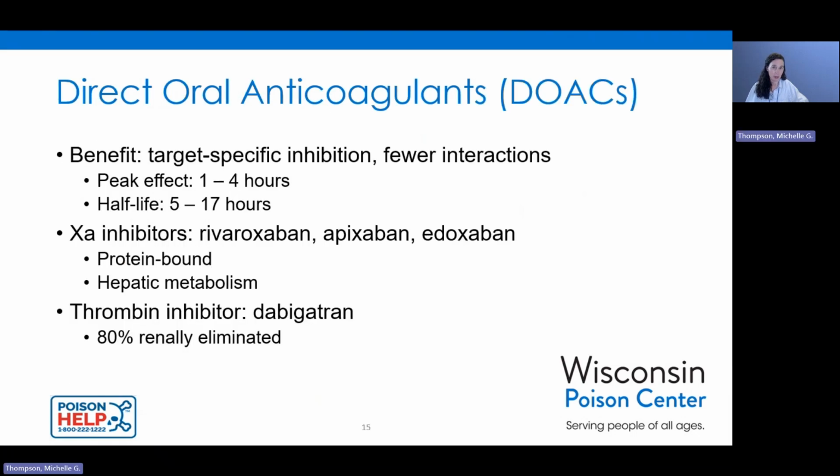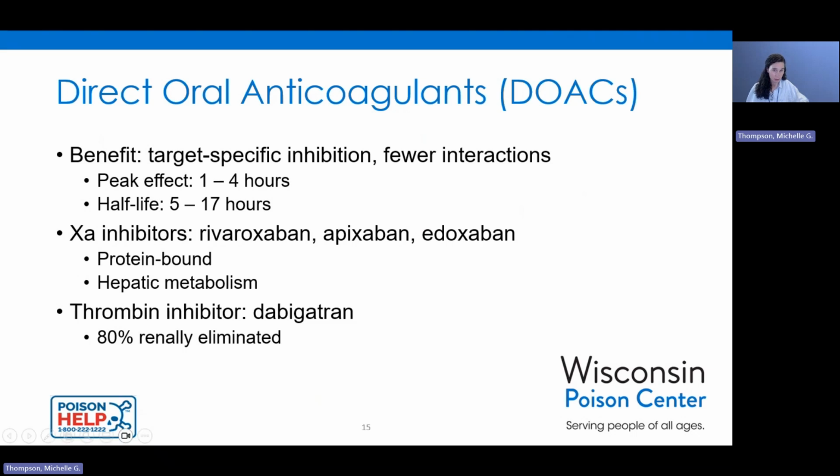We'll move now into the direct oral anticoagulants, or DOACs. These are really the preferred method for anticoagulation now. We see a lot less warfarin. The benefit of these medications is that they are target-specific inhibitors. Instead of affecting multiple factors and proteins, we see fewer medication interactions. We see a peak effect in 1 to 4 hours with a much shorter half-life.